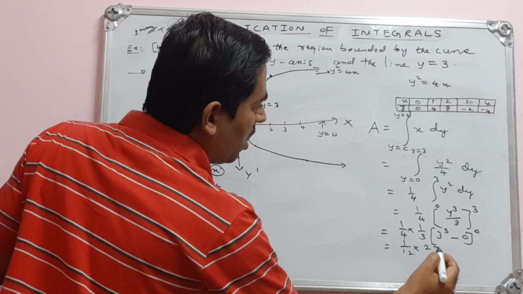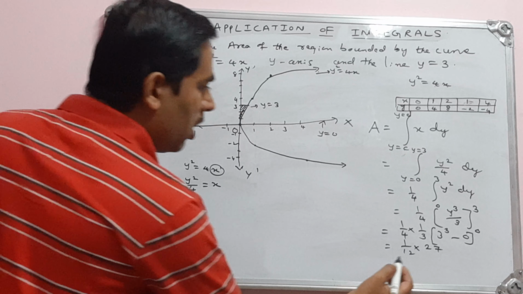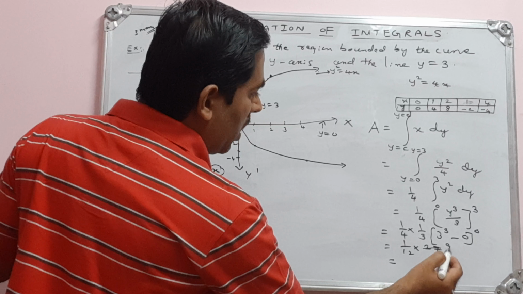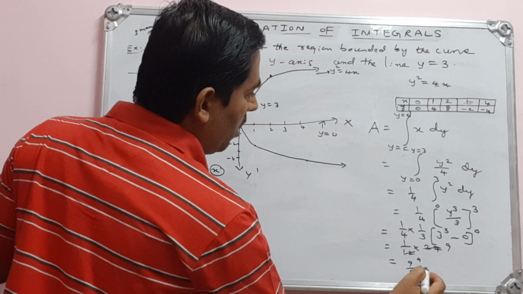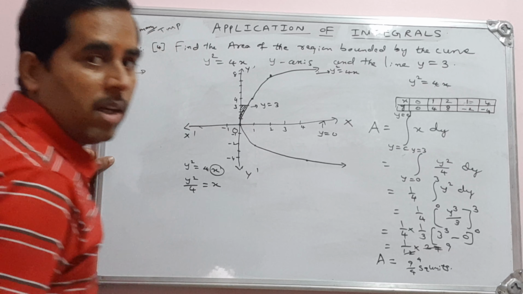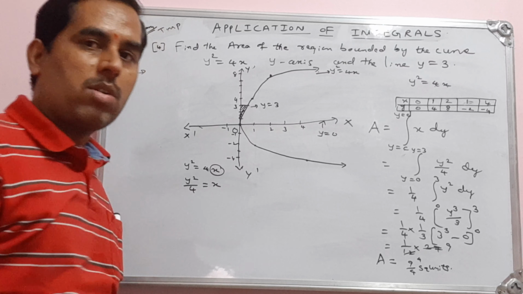This 3 cube is what? That is 27. So 27 divided by 12. If I simplify, 3 nines are 27, 3 fours are 12, so it is 9 by 4 square units. This is the required area. So this area is the required area, that is 9 by 4 square units.